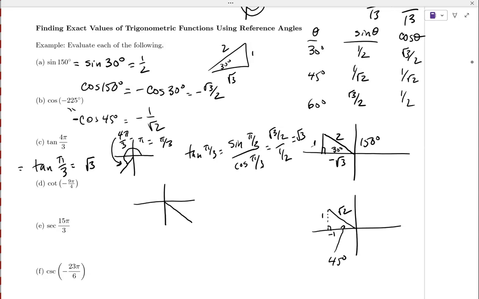So notice what I said. I went all the way around for 8 pi over 4, and I have to go one more pi over 4. So what's your reference angle? Pi over 4. It's the one more that I have to go down.